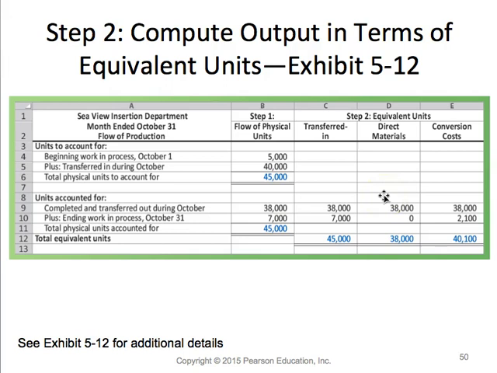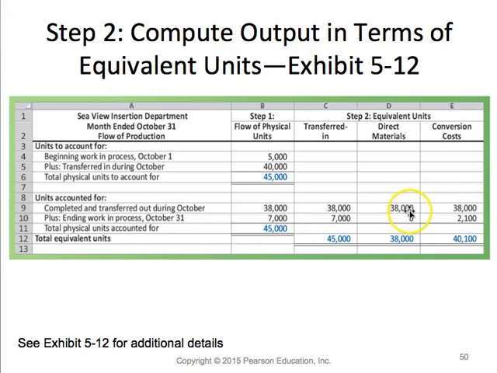The information we want to complete is also in Exhibit 5-12, and the first column I've done already. For transfer in, the 38,000 and 7,000 are all transferred from the last department, because this is a later step. All the product they're working on comes from the last step, so this one is always the same as this one.